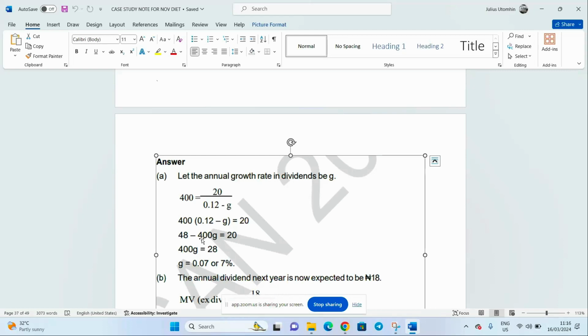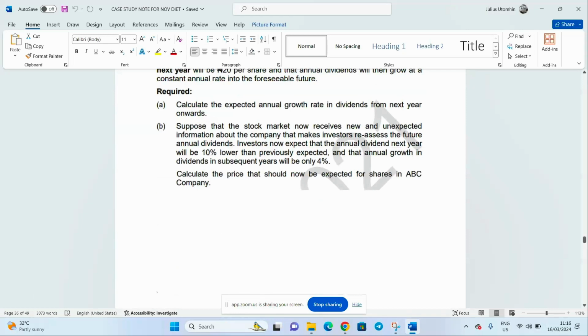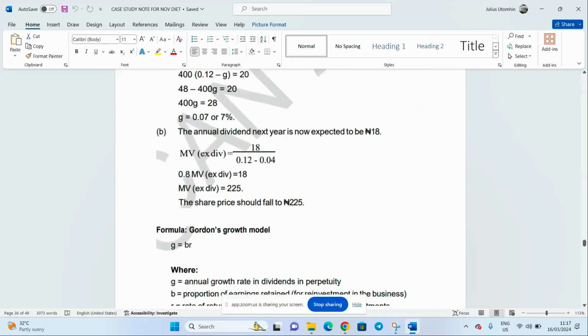Yes, sir. Thank you. Then the second one is saying, suppose that the stock market now receives new and unexpected information about the company that makes investors reassess the future annual dividend. Investors now expect that the annual dividend next year will be 10% lower than the previous, and annual growth will be 4%. Very simple. What they are trying to say is reduce the current dividend by 10% for next year, then factor in 4% as your annual growth. Is that fine?